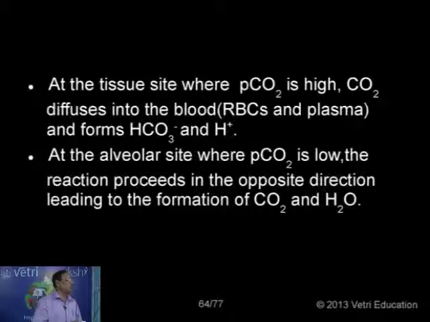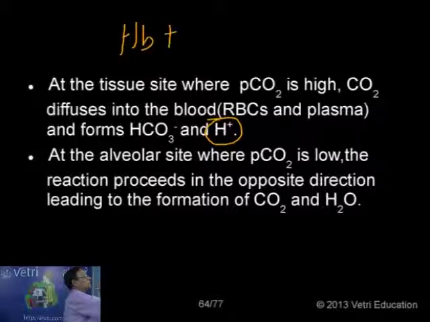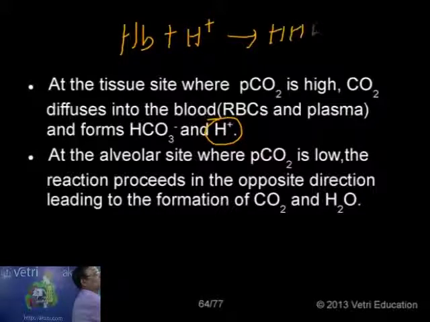I mentioned already that hemoglobin acts as a buffer. The newly arrived hydrogen ions are buffered by hemoglobin. The hemoglobin combines with the hydrogen ions to form so-called reduced hemoglobin. The hydrogen ions are buffered. Otherwise, the hydrogen ion concentration of the blood would increase.